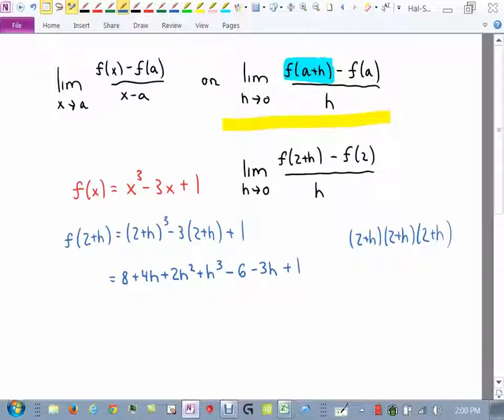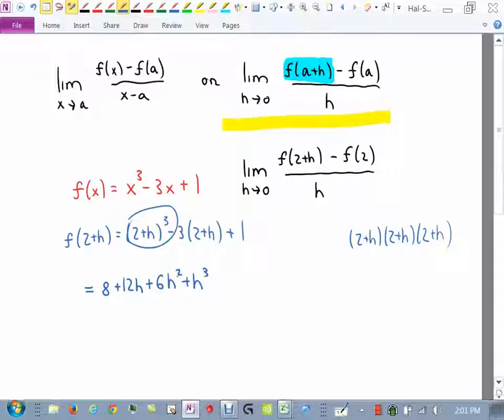Let's collect like terms together here. Let me see, I've got h cubed, put this in descending order, plus 2h squared plus, you know what? I got a problem. Hold on. I expanded that wrong. Geez, it's just one of those days. Okay, 8 plus 12h, plus, I forgot the 3 that I have to factor those by. Okay, so this becomes what I just wrote, and then minus 6, and then minus 3h plus 1.